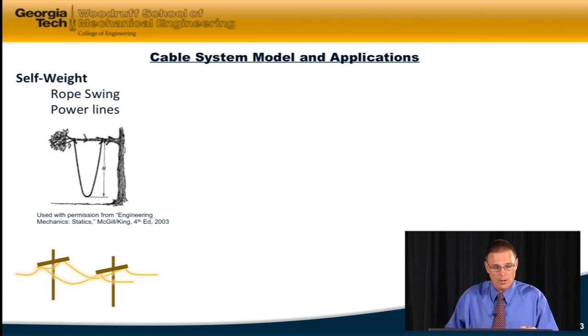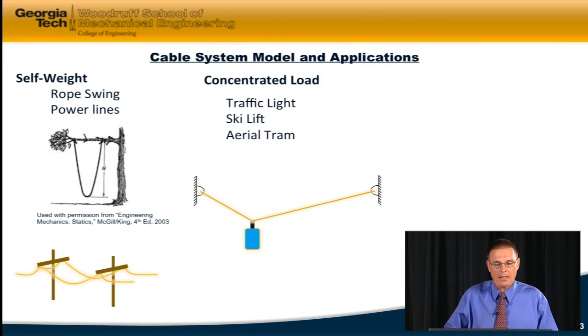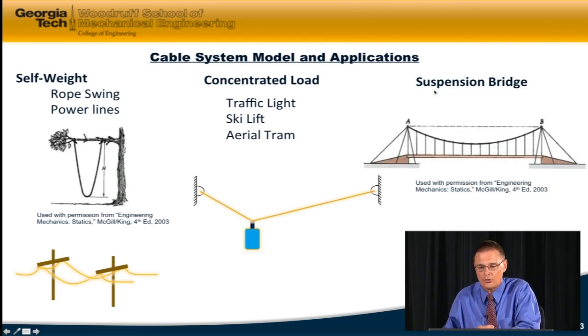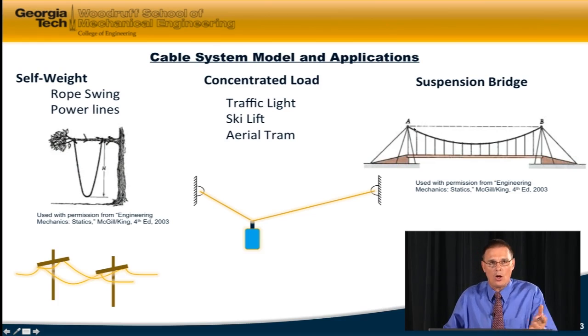So here are some examples. One might be cables under their own weight. Here's a rope swing, or power lines, systems that are held up on either side, but they support their own weight, self-weight. We may have applications where we have concentrated loads, like this concentrated load shown on this cable system. Examples of real-world structures might include a traffic light, or perhaps a ski lift, or an aerial tram. And finally, you also see cable support systems in suspension-type bridges. And so those are all examples.